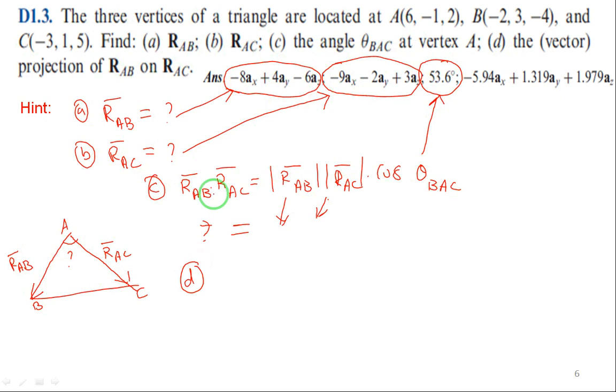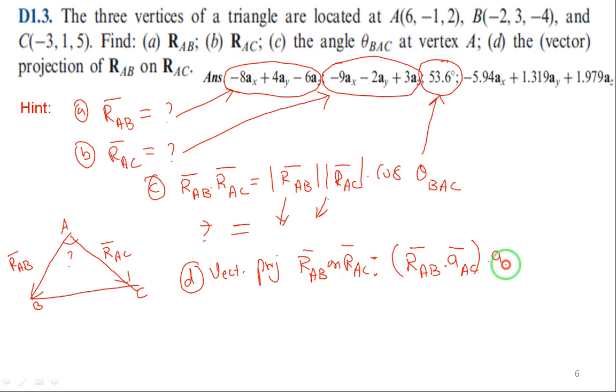Calculate. Then part D, the vector projection of R_AB on R_AC. They have asked for the vector projection of R_AB on R_AC. So I will write down the formula. First, how to find the scalar projection I will tell you. The projection of R_AB vector on R_AC means the unit vector along R_AC is a_AC. So this will give me the scalar projection, but associate the direction of a_AC.